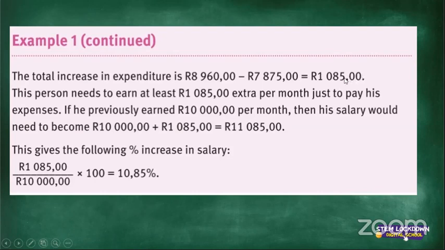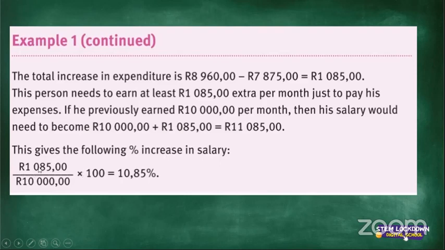So she's spending an extra 1,085 rands than she used to. This person needs to earn at least 1,085 rands extra per month just to pay his expenses. If he previously earned 10,000 rands per month, then his salary would need to become 10,000 rands plus 1,085 rands, which is equal to 11,085 rands. This gives the following percentage increase in salary.